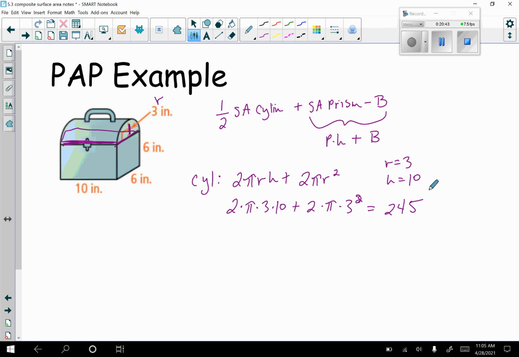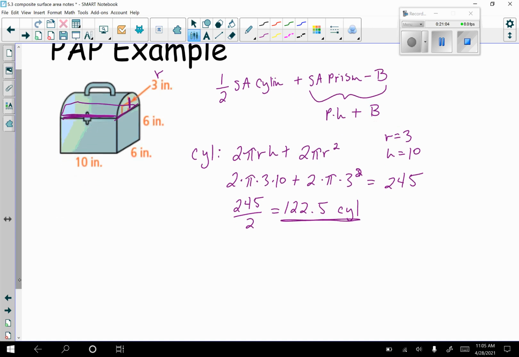But again, we only want half of this, so we need 245 divided by 2. So 245 divided by 2 is going to give us 122 and a half. So this is for our cylinder part. Now we're going to do the rectangular prism part. And again, like we said, we're going to do the total surface area, but we're not going to account for both the top and the bottom base. We're only going to account for one of them because one of them is sandwiched in between here.